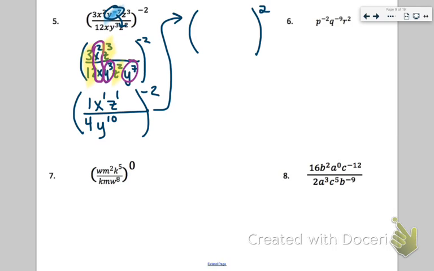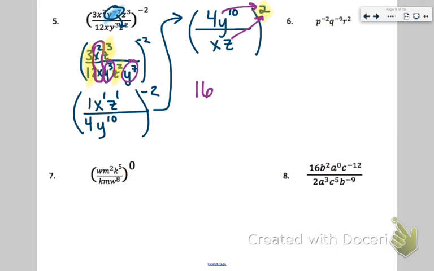What we're going to do is change it to a positive 2 on the outside, take care of the negative part of that exponent, and just flip everything we see inside those parentheses. So 4y to the 10th goes to the numerator, and xz goes to the denominator. So all we did was flip what was inside and change it to a positive 2 on the outside instead of negative 2. The only thing left to do is square the numerator and square the denominator.